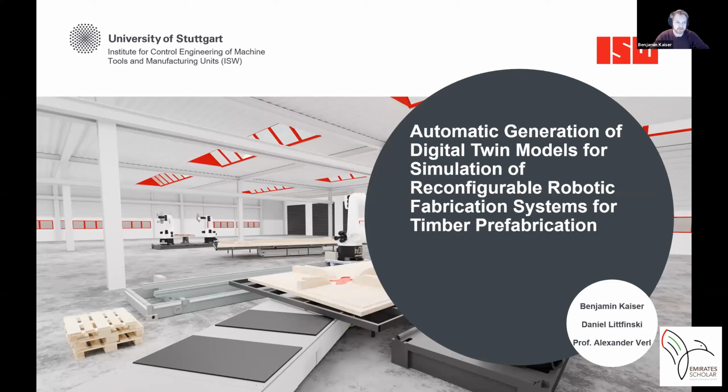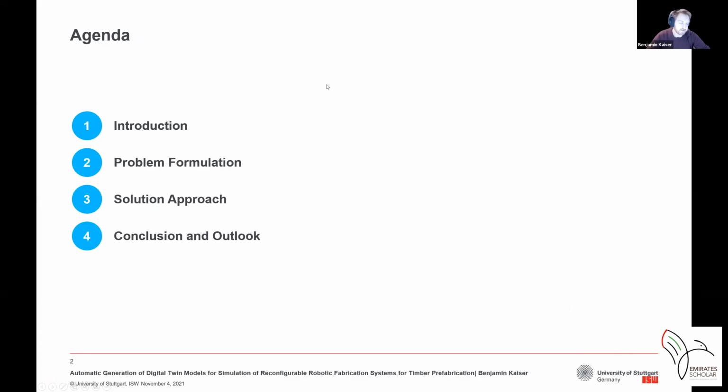My presentation about automatic generation of digital twin models for simulation of reconfigurable robotic fabrication systems for timber prefabrication. I start with a short introduction and what this work was about, the problem that we wanted to solve in it. I will then shortly state our solution for it and conclude with a conclusion and a short outlook over next possible steps that we could do in the following.